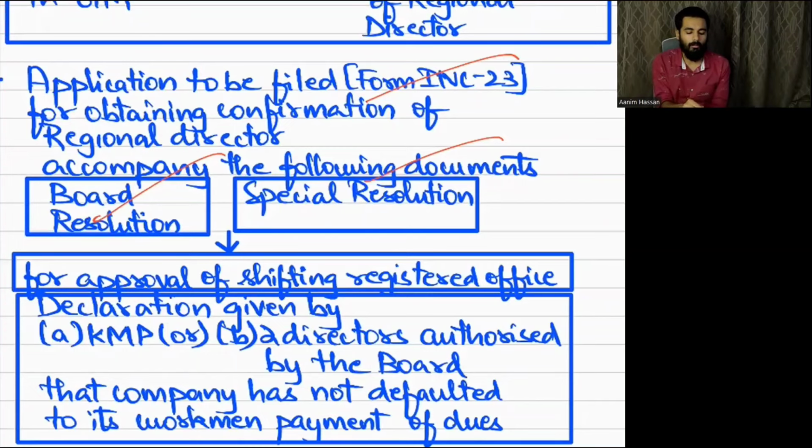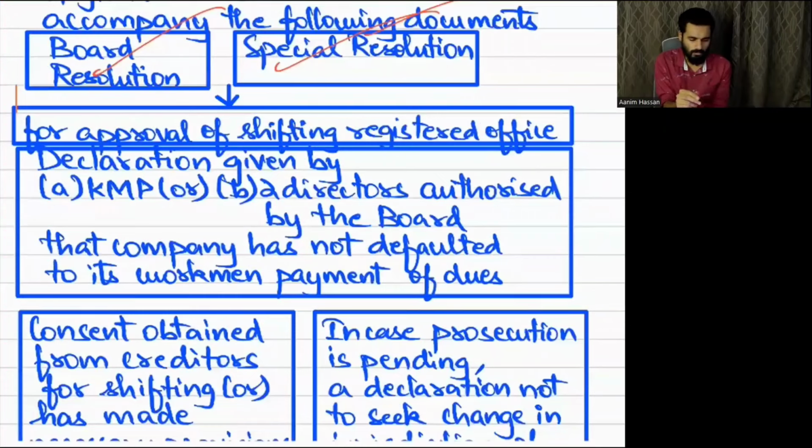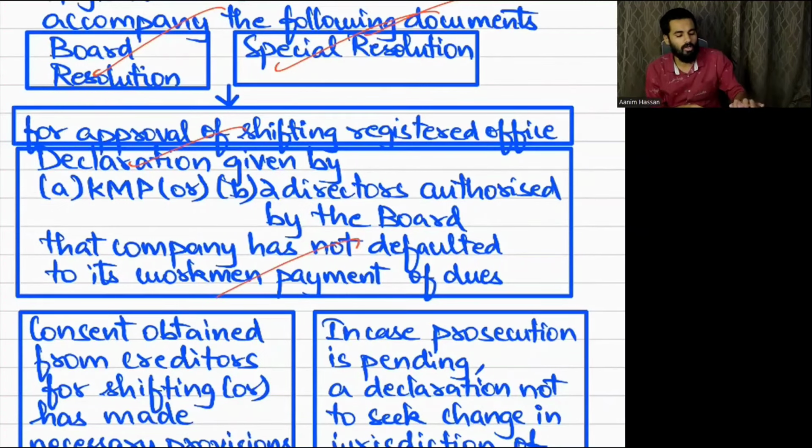What are those documents? Board resolution, special resolution, and a declaration given by two persons. It can either be given by key managerial personnel, or the board will authorize two persons. Those two persons will be directors. So two directors will state that we have not defaulted in the payment of workmen's dues.